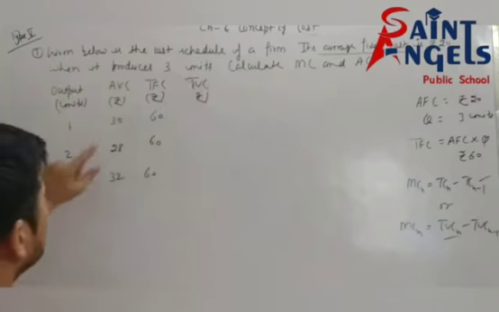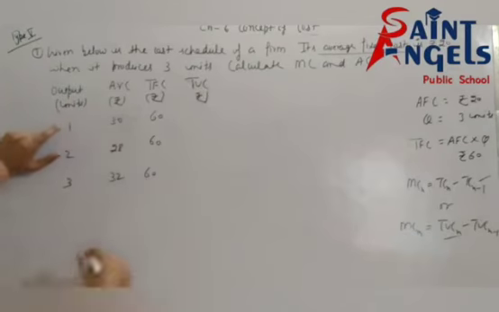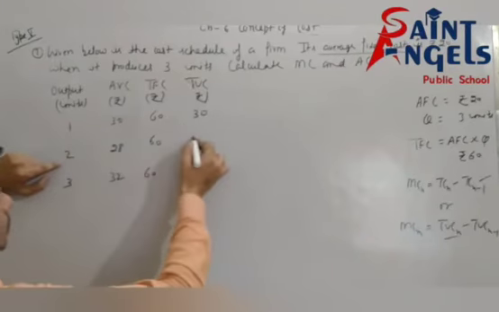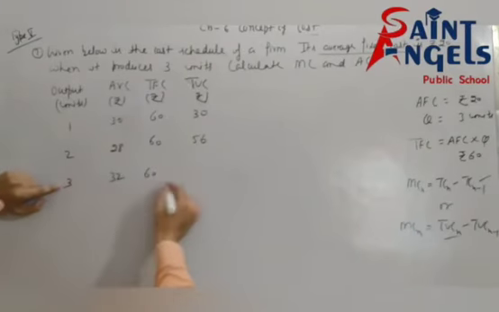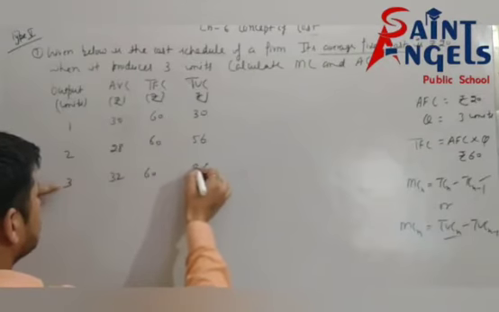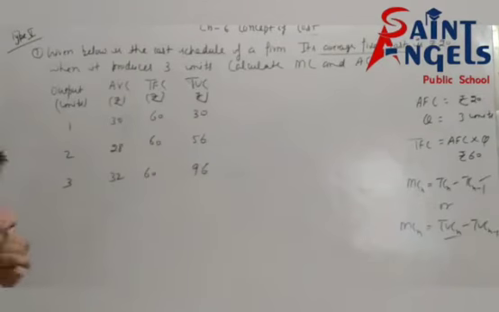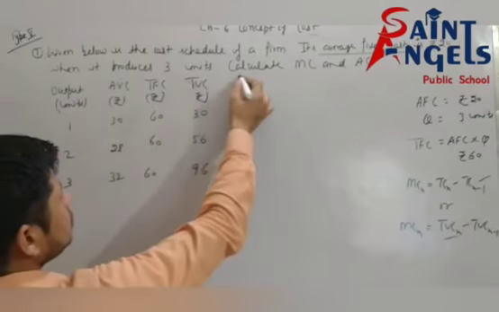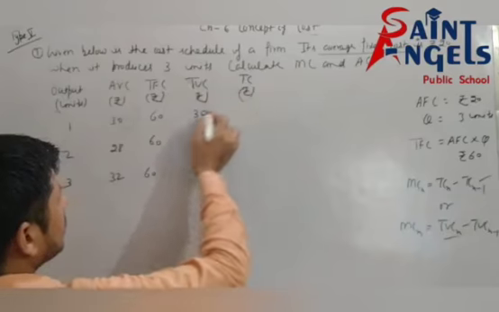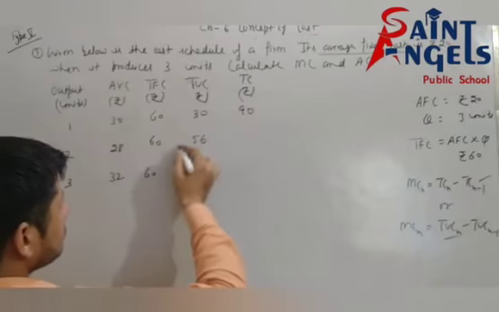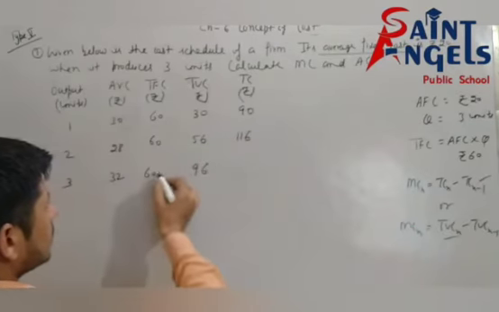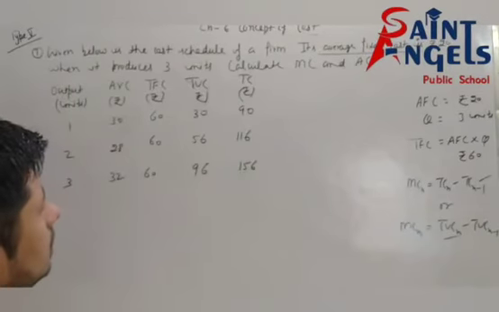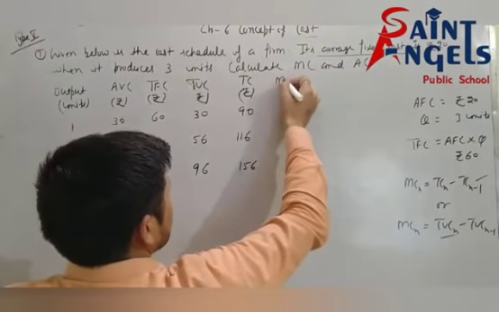And what is the formula of TVC? AVC into Q. AVC into Q. 30, 28 into 2, 56 and 96. Now calculate TC. TFC is here, TVC is here, so you can calculate TC. 90, 116 and 156.